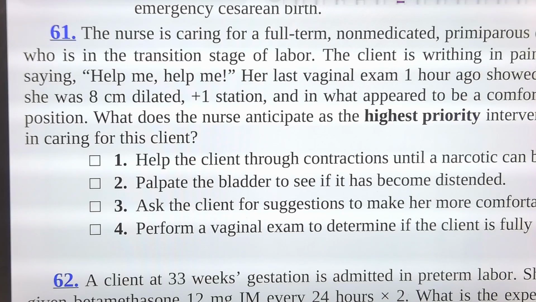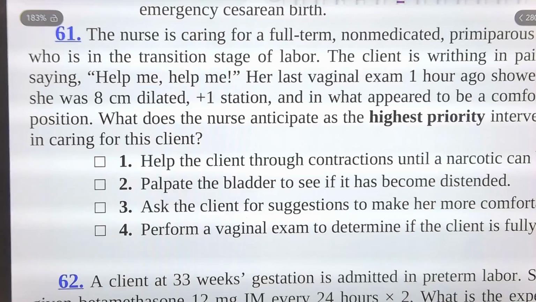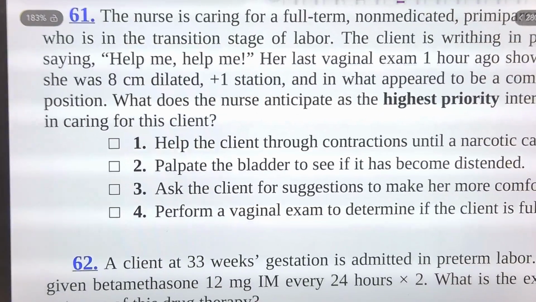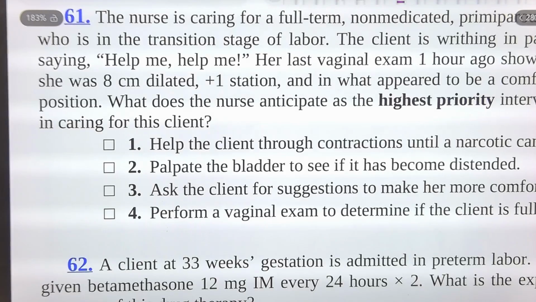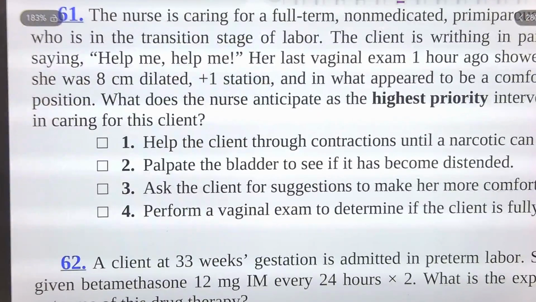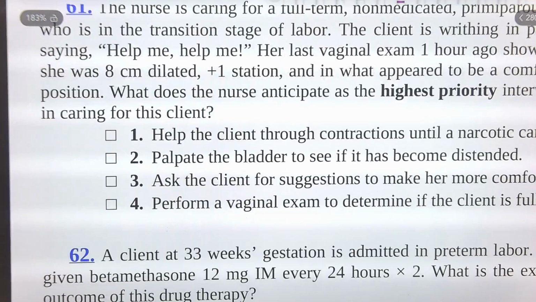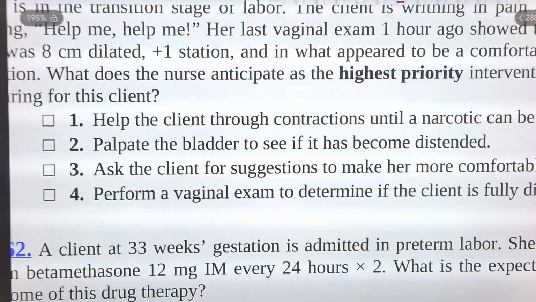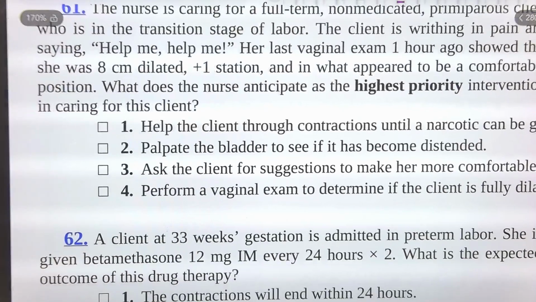The nurse is caring for a full-term, non-medicated primiparous client who is in transition stage of labor. The client is writhing in pain and saying, "Help me, help me." Her last vaginal exam 1 hour ago showed that she was 8 centimeters dilated, plus 1 station, and in what appeared to be a comfortable position. She doesn't. What does the nurse anticipate as higher priority intervention in care of this client? Read all the options very carefully. What can be the right one?